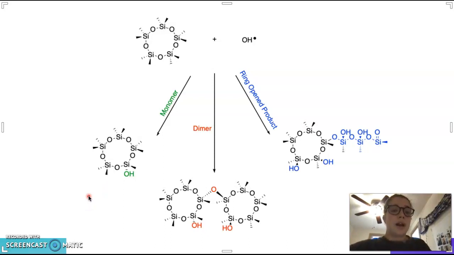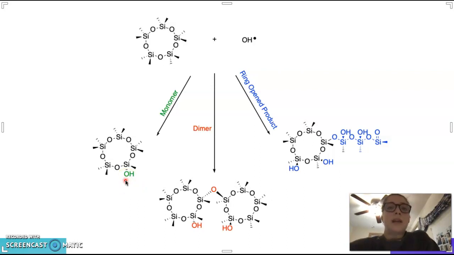The monomer product, over here, contains various types of functionalization, where methyl groups are replaced by hydroxide or methyl hydroxide groups. This can be shown here where after the reaction took place, a methyl group was replaced by hydroxide.